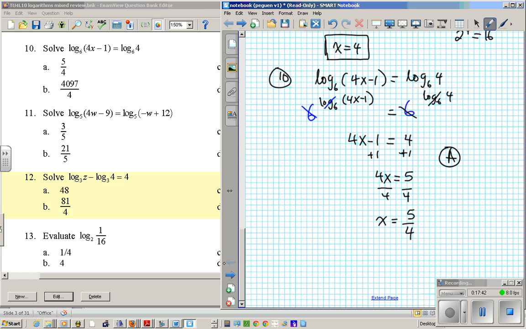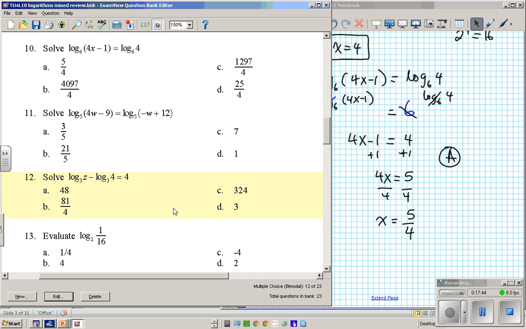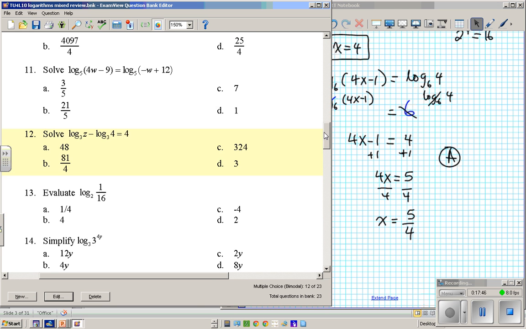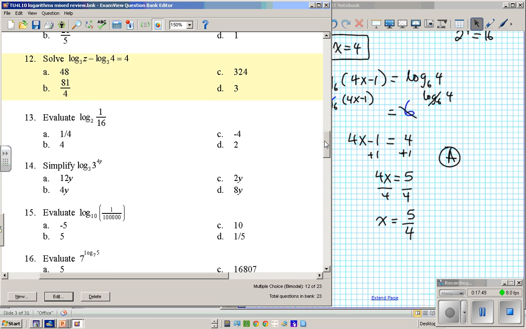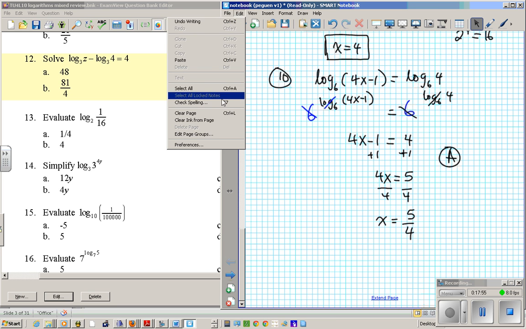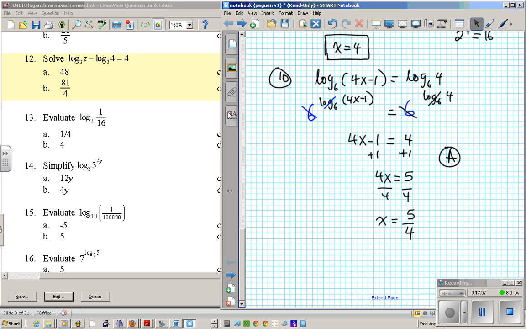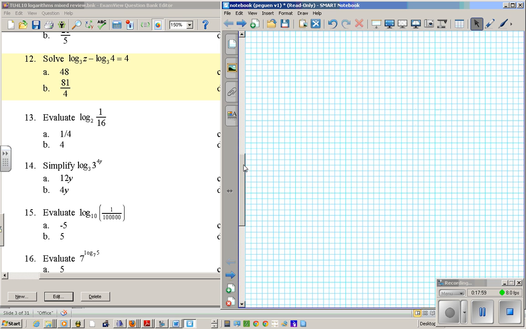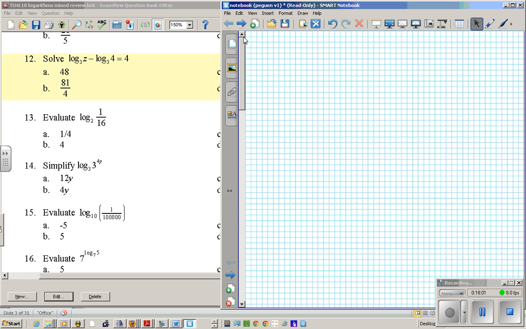Okay, I think I'm going to skip around a little bit for the sake of time. Let's jump to number 12. Let's clear this page first. Number 12, we're asked to solve log base 3 of z minus log base 3 of 4 equals 4.